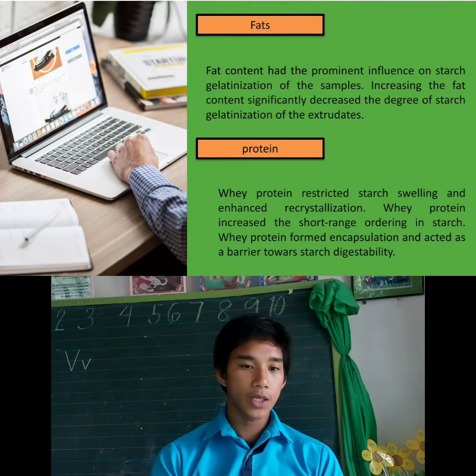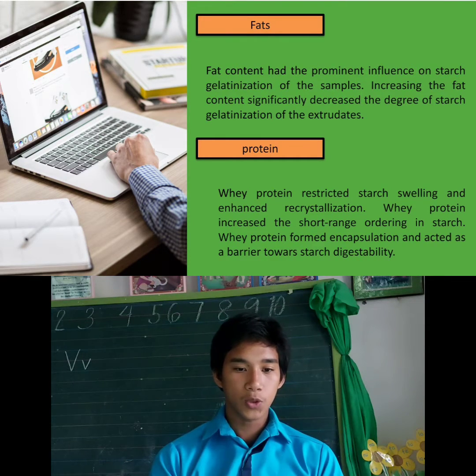And the other one is fats. Fat content had a prominent influence on starch gelatinization of the samples. Increasing the fat content significantly decreased the degree of starch gelatinization of the extrudates. Next is protein. Protein restricted starch swelling and enhanced recrystallization, and whey protein increased the short range ordering in starch. Whey protein formed encapsulation and acted as a barrier towards starch digestibility.